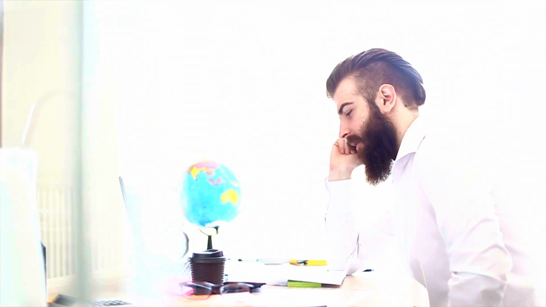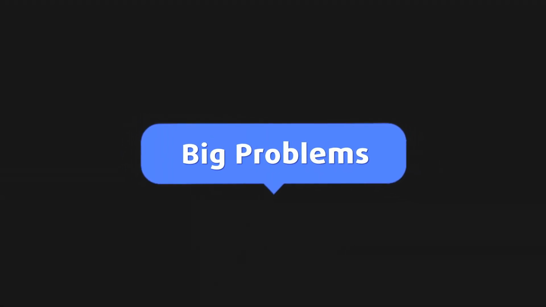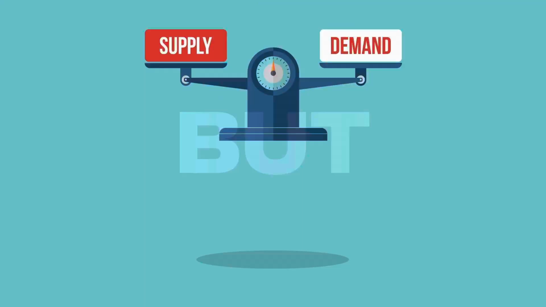Trading profitability is tough. Most traders struggle to find the right entry and exit points because they can't actually identify where the market is likely to reverse or continue. This is a big problem. It leads to missed opportunities, losses, and frustration. But we can fix that with supply and demand zones.